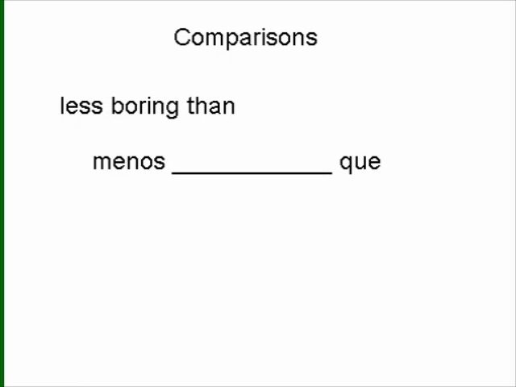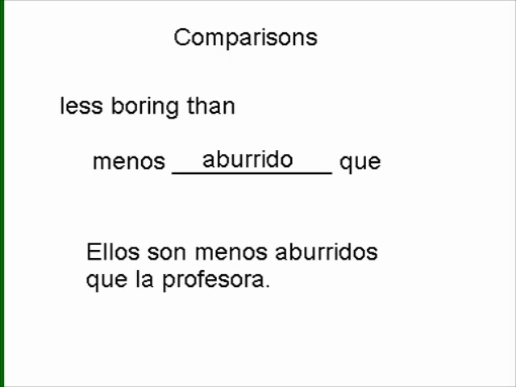To talk about having less of a quality, we use the phrase menos, an adjective, que. So let's look at less boring than. The adjective for boring is aburrido. So to say less boring, we would say menos aburrido que. Again, we do have to pay attention to who is being described by this adjective, and we have to use the appropriate form of the adjective based on that. Here's an example. Ellos son menos aburridos que la profesora. Since aburrido refers to ellos, we have to make it agree in number and gender, so it is plural and masculine, just like ellos, which it is describing.